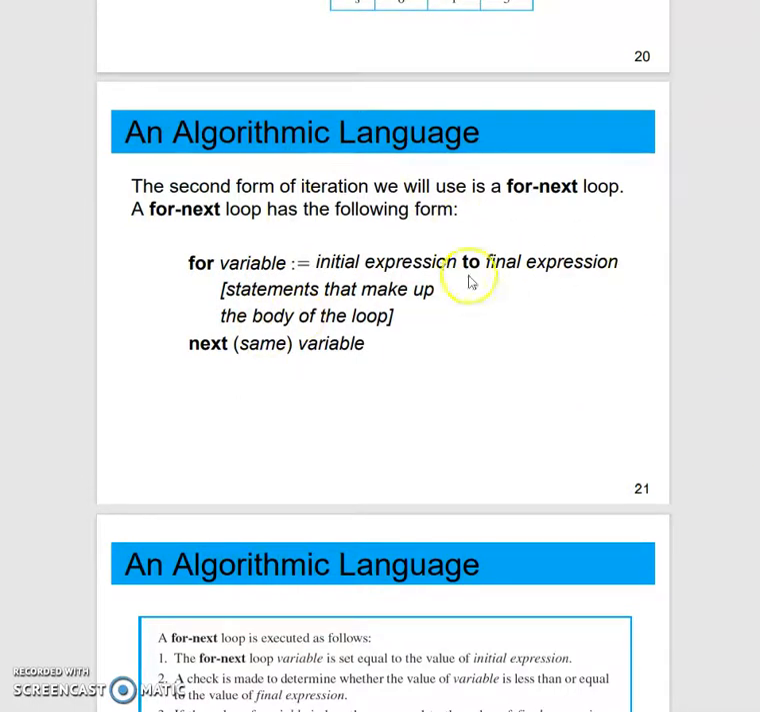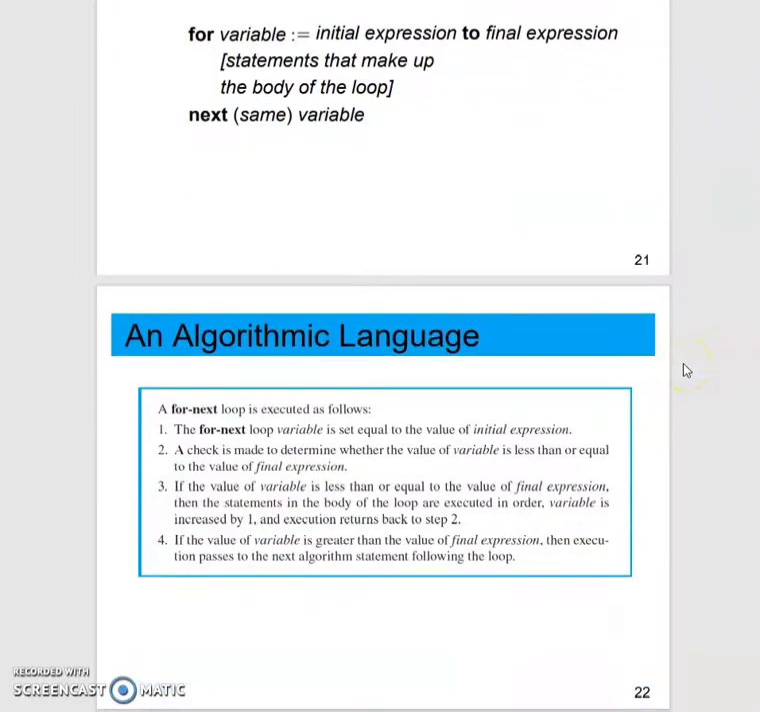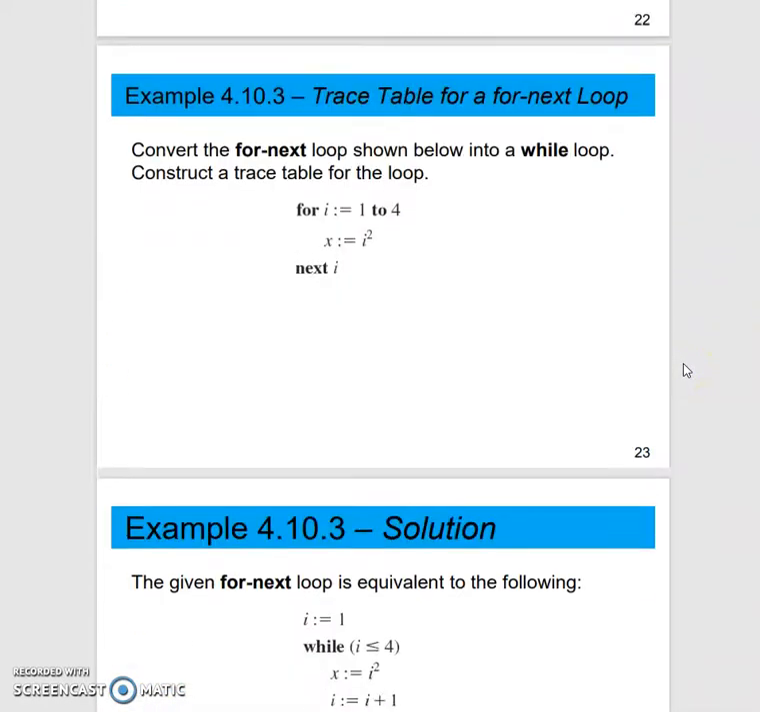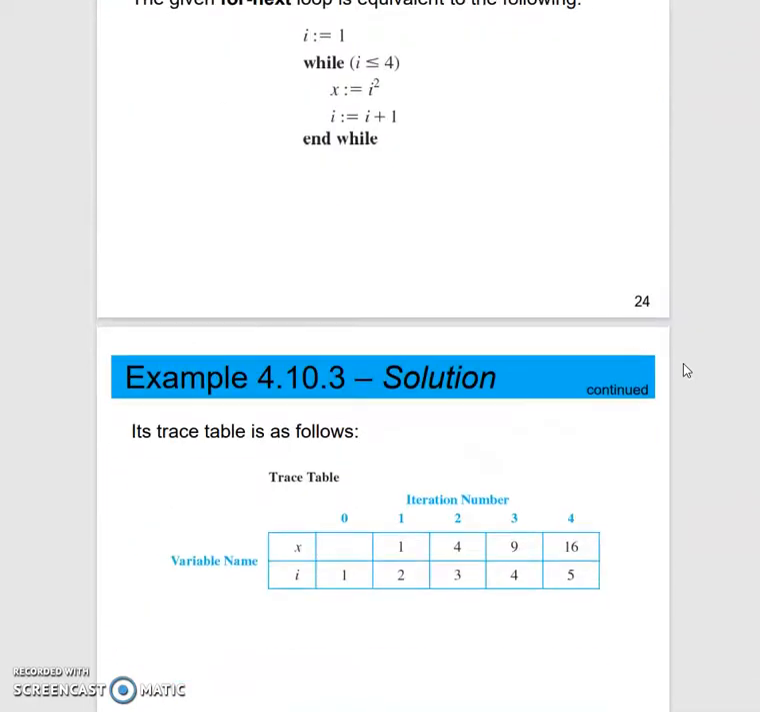I'm not going to spend a whole lot of time with the for next. We don't see them very often, but you can see them here in the notes, which I'm going to scroll past.